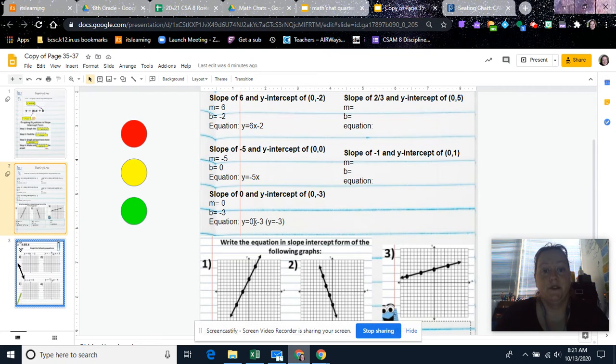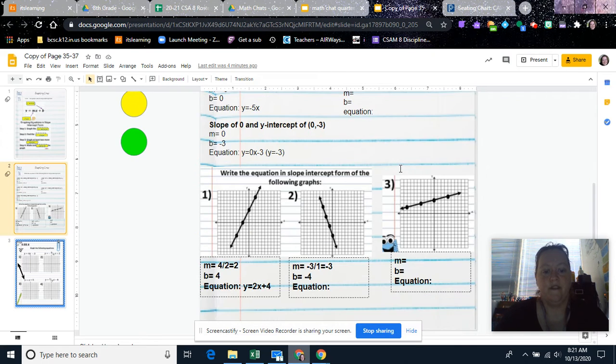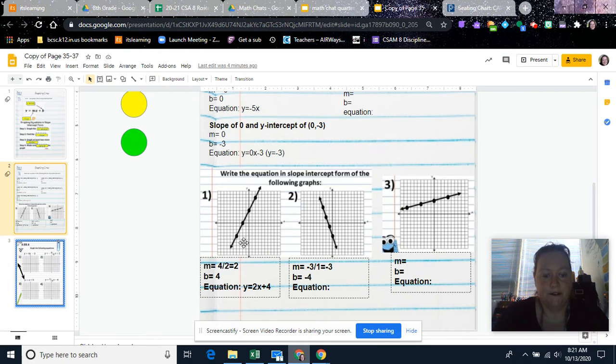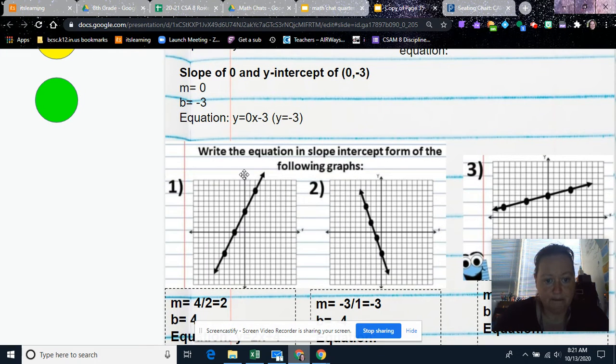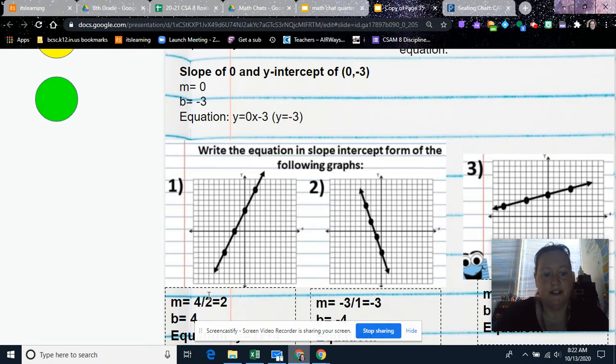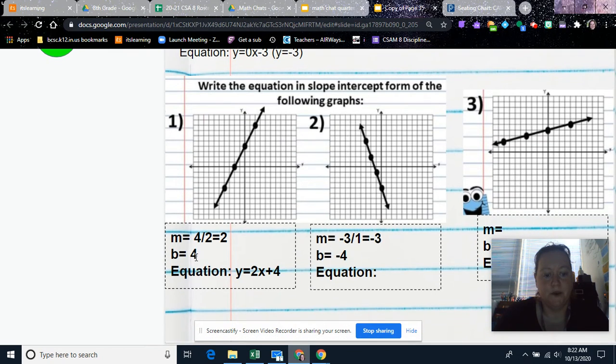So now I want you to pause this video and try these two problems. Okay, now let's see if we can write the equation in slope-intercept form from the following graphs. So the first step, I always try to find my b first. And so when I look here, my b is my beginning number. It's the y-intercept where it crosses the y-axis. And so looking, that's at 1, 2, 3, 4. So you'll see that my b is 4.